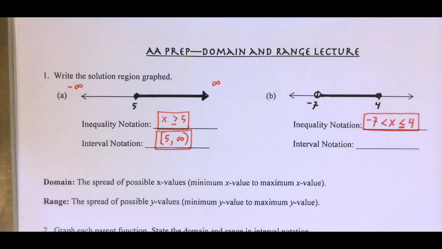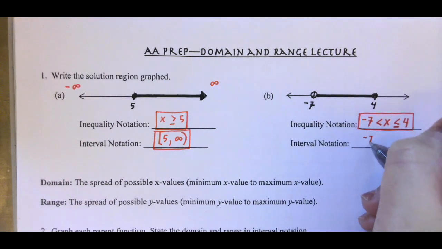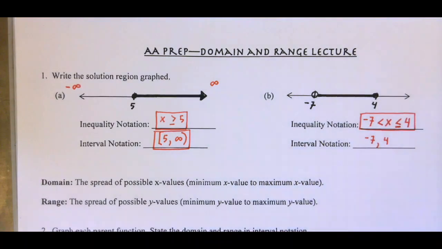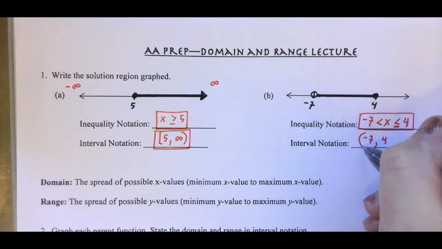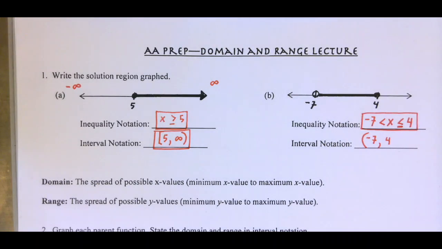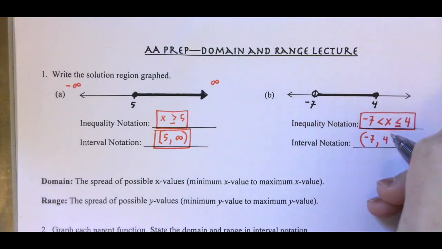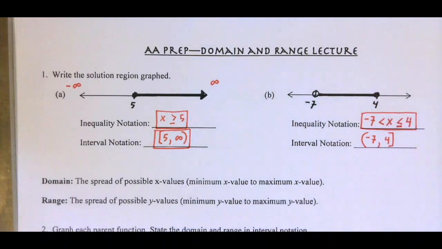Okay, and if I switch to my interval notation, right, we know that it's going to be between -7 and positive 4. It cannot be equal to -7, so that takes a soft parenthesis right there, but it can be equal to 4, so that takes a hard bracket just like that.